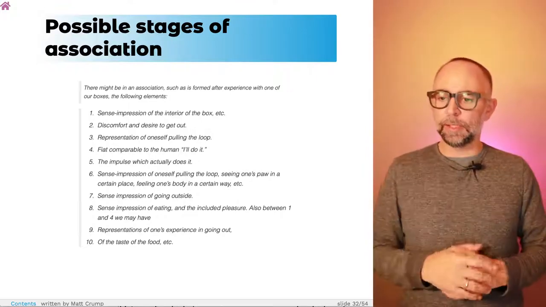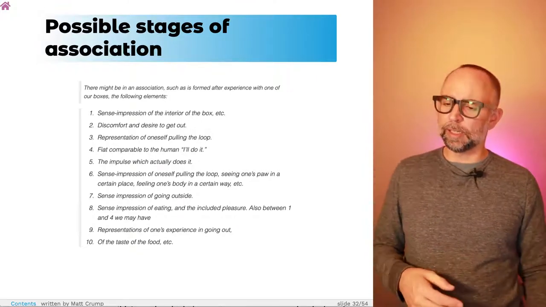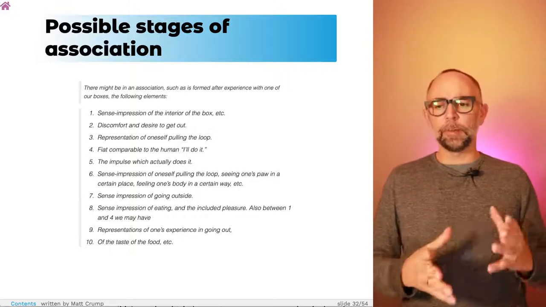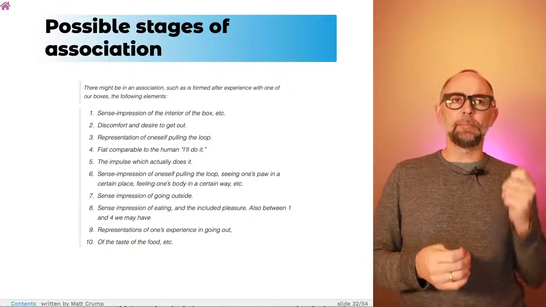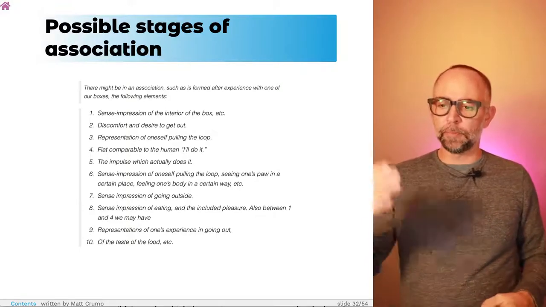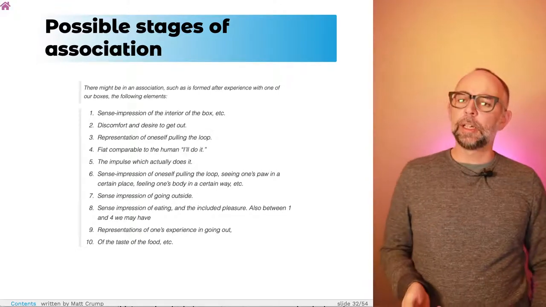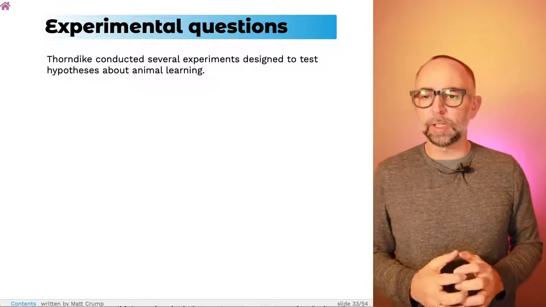And within these 10 steps, there's all sorts of individual questions. Like, is it true that cats have mental representations of actions they might want to commit? How does the impulse to do a particular action actually work? Where does that come from? I could go into more of these individual questions, but I'll just describe them this way as experimental questions.